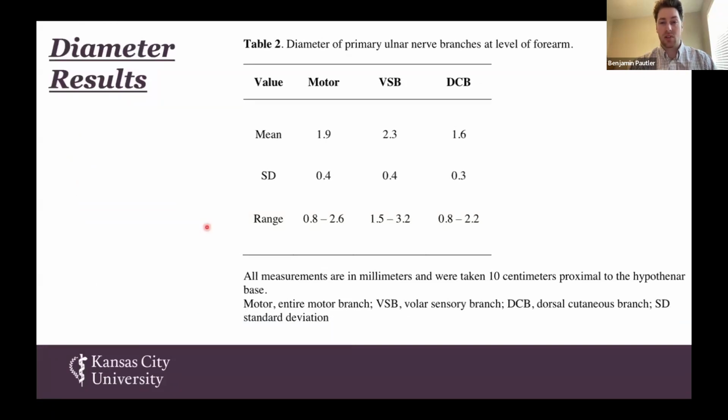Our diameter results can be seen here. The volar sensory branch was consistently the largest at 2.3 millimeters, with the motor branch and dorsal cutaneous branch being relatively near each other, but with the motor branch being slightly larger. When we talk about this motor fascicle at 10 centimeters, it should be noted that that does contain all of those other branches that we've mentioned. So the abductor digiti minimi, the combined fascicle with all of those intrinsics, as well as the flexor pollicis brevis.